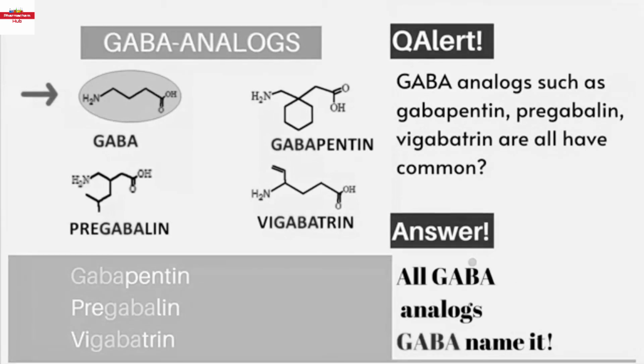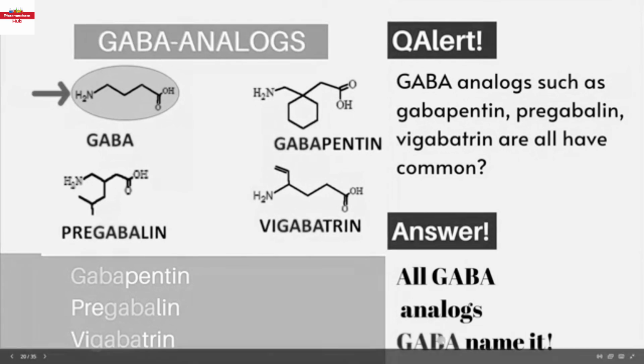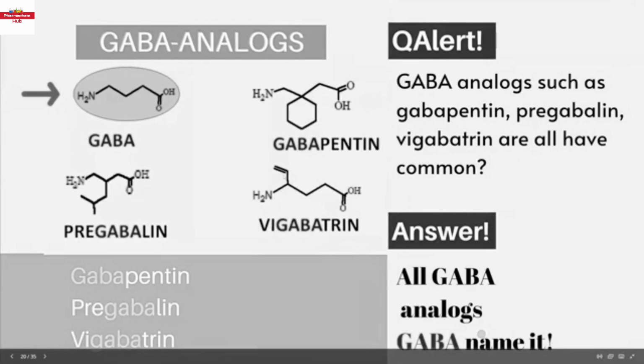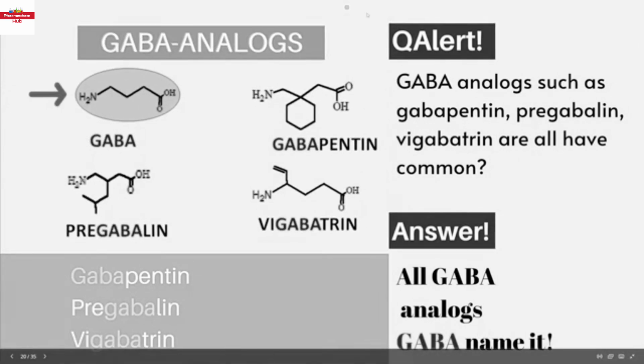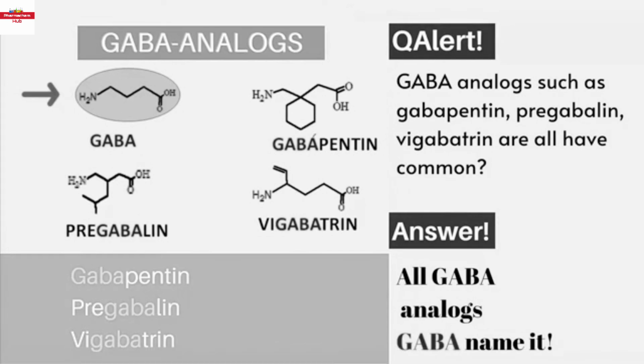Let's see here. All GABA analogs have GABA in the name. That means there is a GABA in the names. So here you can look at, for example, gabapentin, right? That means there is a GABA group here. This is the GABA group. And there is vigabatrin. So vigabatrin, GABA again. And then pregabalin, GABA again here.